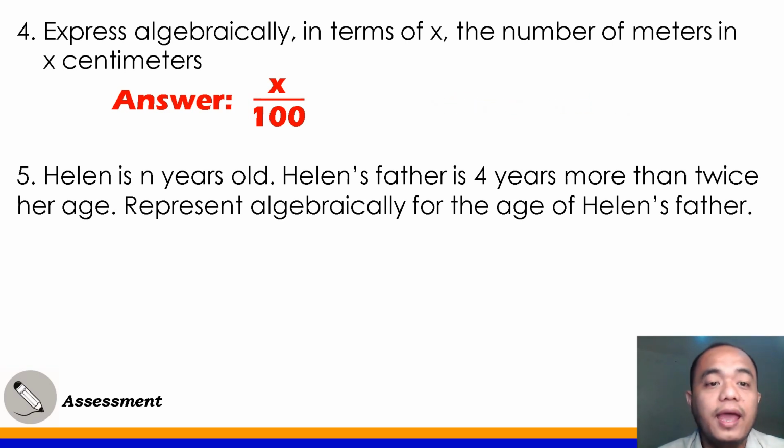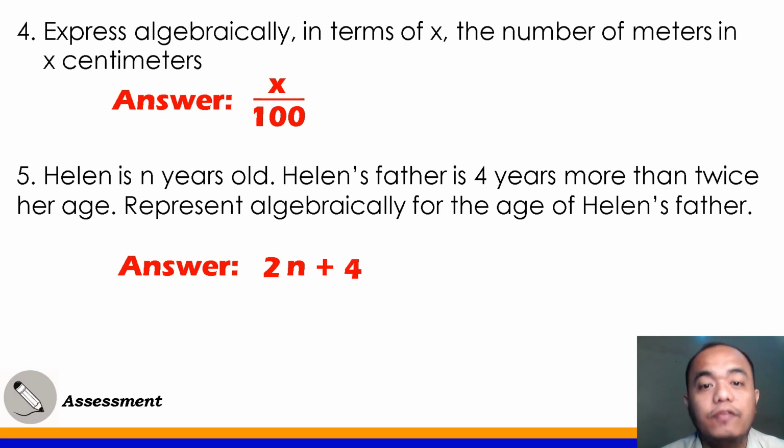Next, number 5. Helen is n years old. Helen's father is 4 years more than twice her age. Represent algebraically the age of Helen's father. So, Helen's father is 4 years more than twice her age. So, n will represent the age of Helen. We will multiply that by 2 because it is indicated there, twice her age. So, that means we have 2n. And then more than will represent plus, okay, and then 4. So this is the final answer. 2n plus 4 will represent the age of Helen's father.